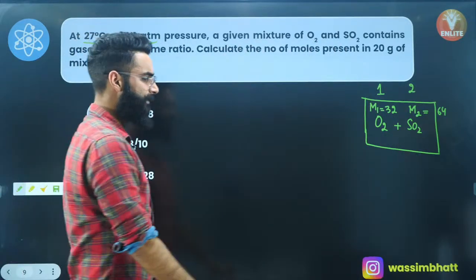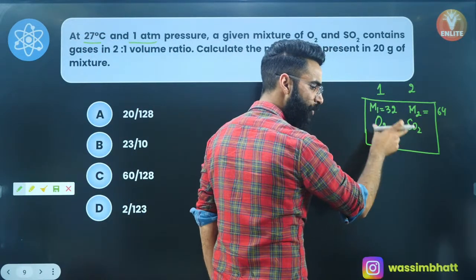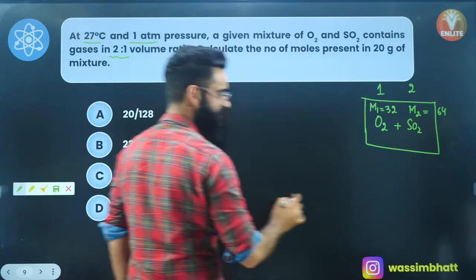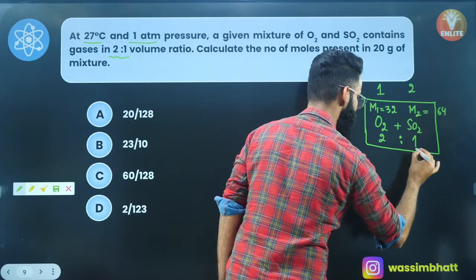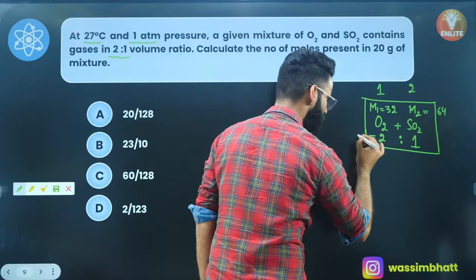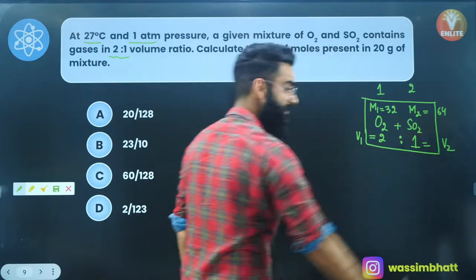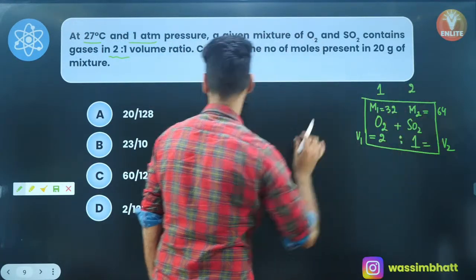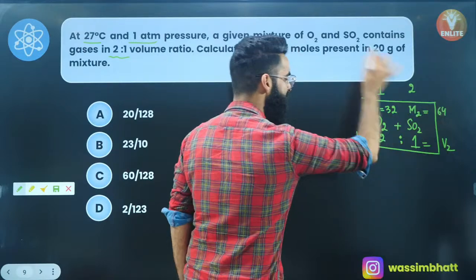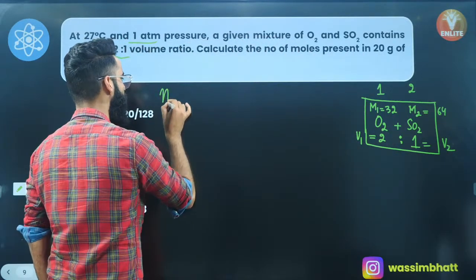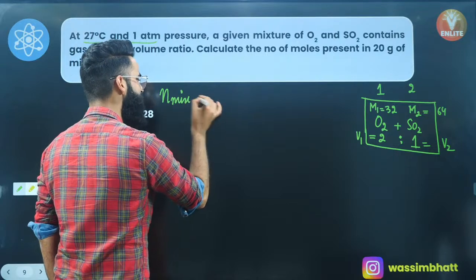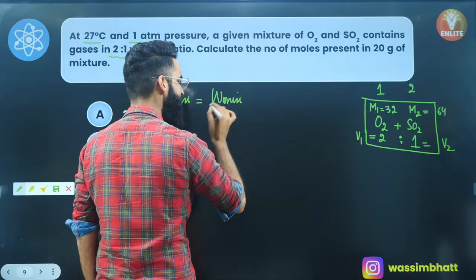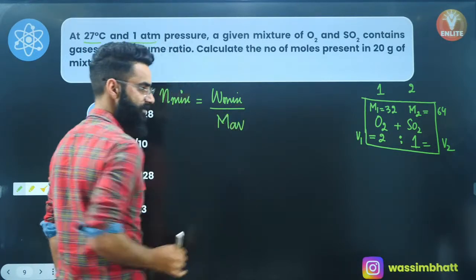Now since this gaseous mixture is present at constant pressure and temperature, and the volume ratio of the gases is given to us as 2:1, I can call this V1 and this V2. Now, as per the question, calculate the total moles present in 20 grams of the mixture. So the mass of the whole mixture is 20 grams. Total moles present in the gaseous mixture is equal to mass of the gaseous mixture divided by molar mass of the gaseous mixture, which we call the average molar mass.